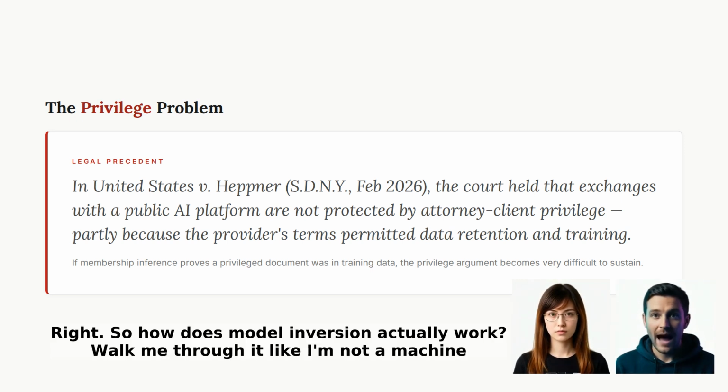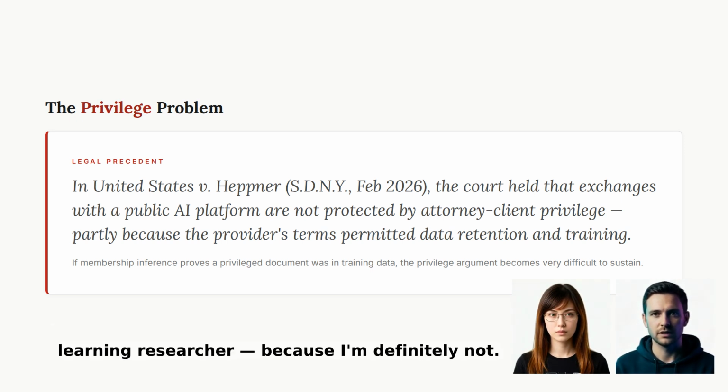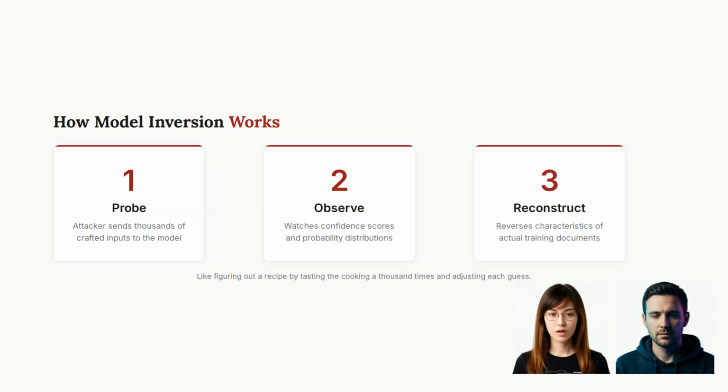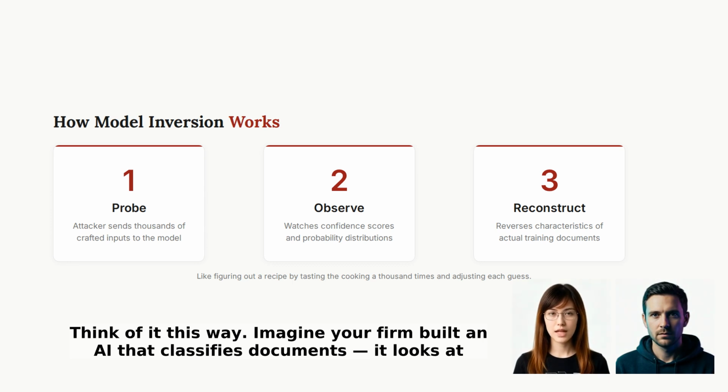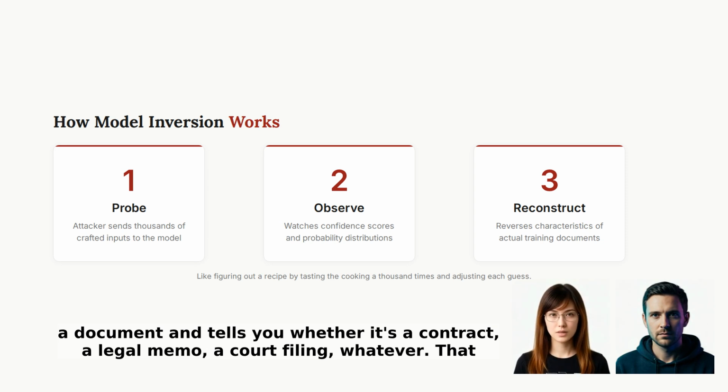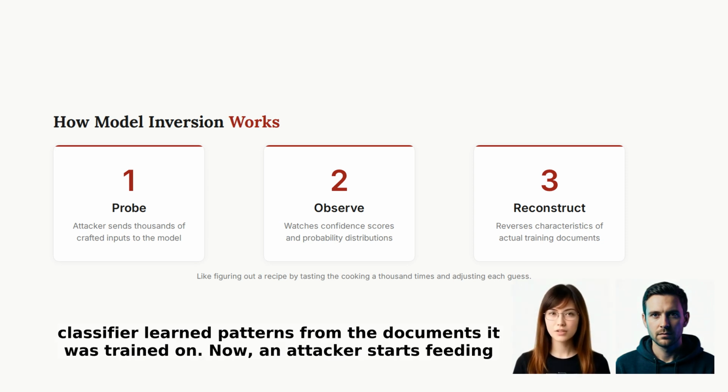Right. So how does model inversion actually work? Walk me through it like I'm not a machine learning researcher, because I'm definitely not. Think of it this way. Imagine your firm built an AI that classifies documents. It looks at a document and tells you whether it's a contract, a legal memo, a court filing, whatever. That classifier learned patterns from the documents it was trained on.